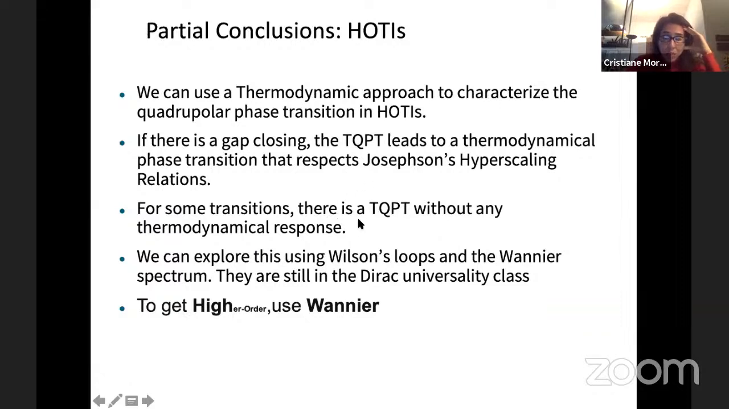But there are some transitions that are without any thermodynamic response. And to explore those, we have to use Wilson loops and the Vanier spectrum. And then when I do that, I find that they are also in the Dirac universality class. And the main message from this part is: to get higher order, use Vanier.